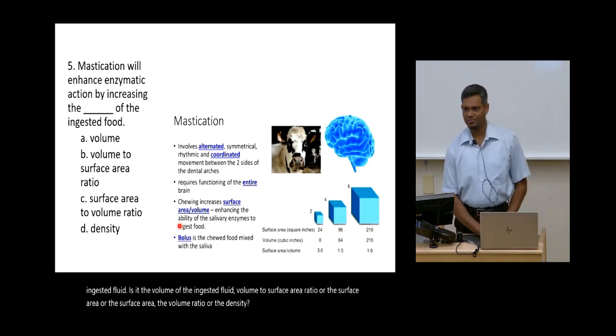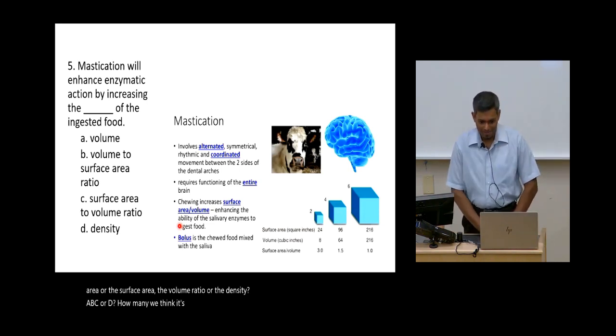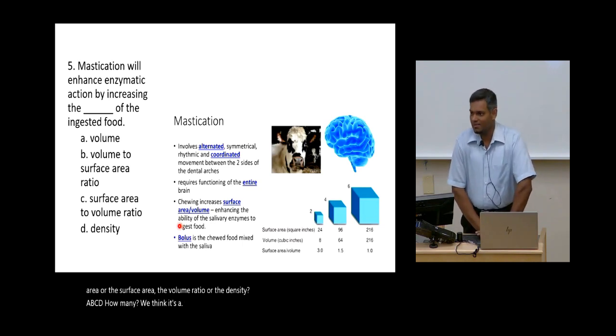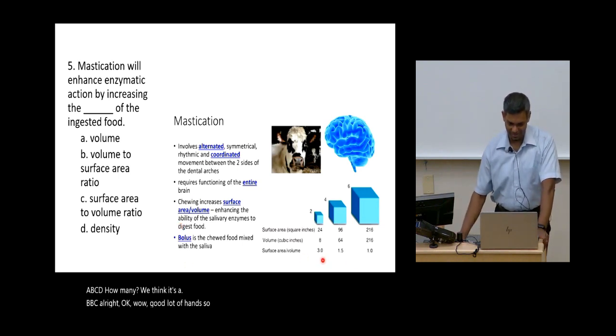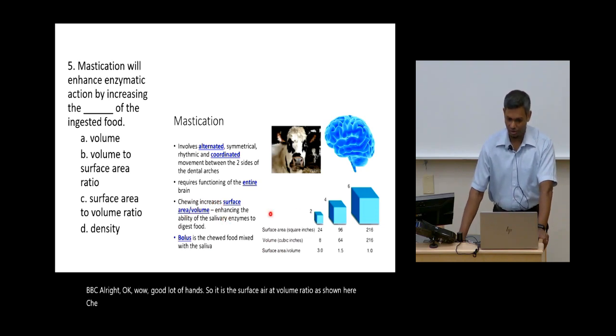A, B, C, or D? How many of you think it's A? Okay, B, C. All right, okay, wow, good. A lot of hands. So it is the surface area to volume ratio as shown here. Chewing increases the surface area to volume ratio, and explain that using this figure here.